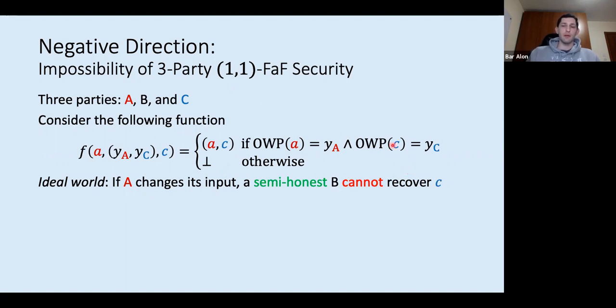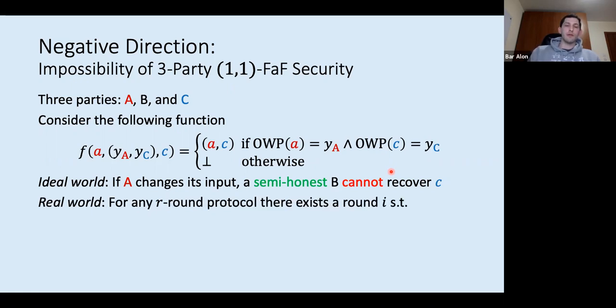Because if you remember, this is one-way. Given YC, he cannot reconstruct C. So he cannot recover C. And this only holds if A changes its input. And if it does not change its input, then B can recover C. But if B recovers C, then everyone recovers C. And this is in contrast to what I already showed you in the real world.